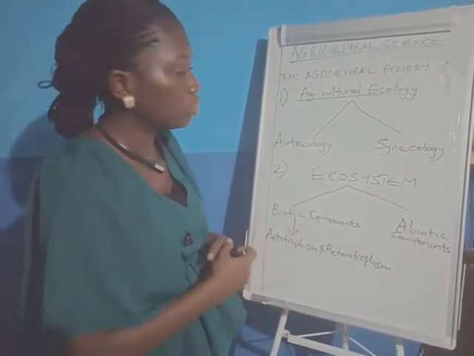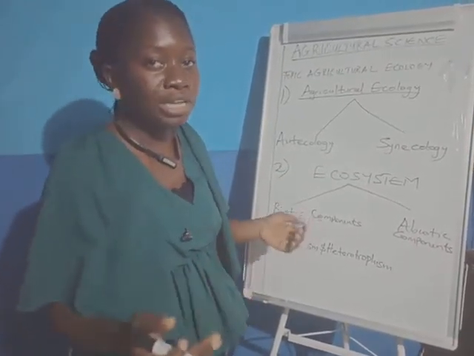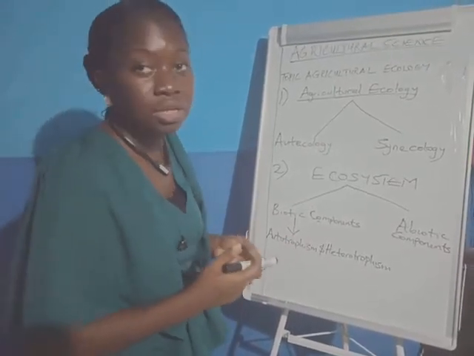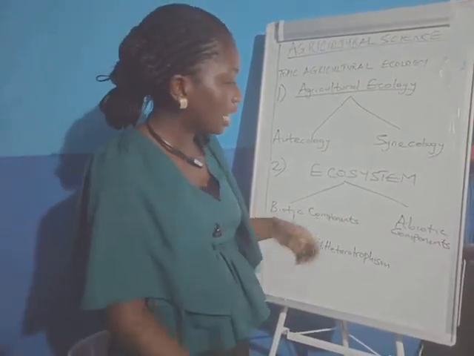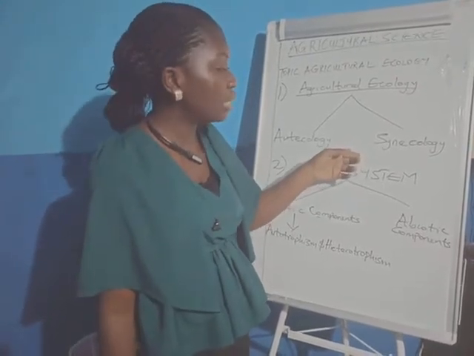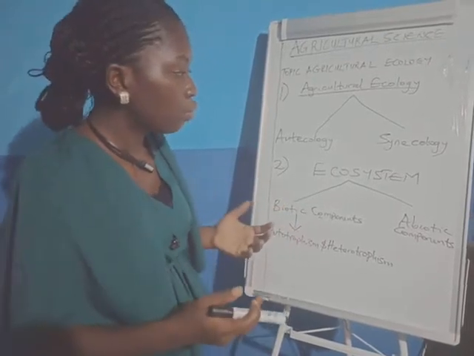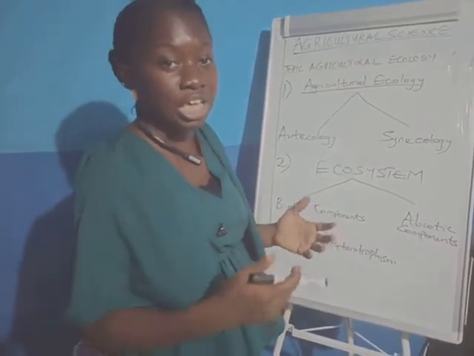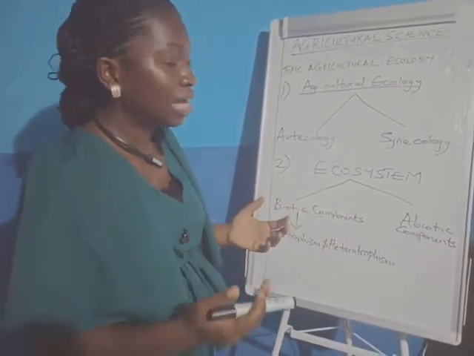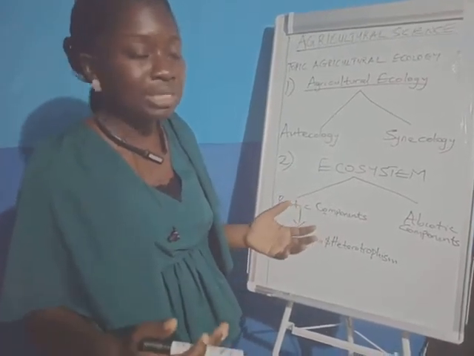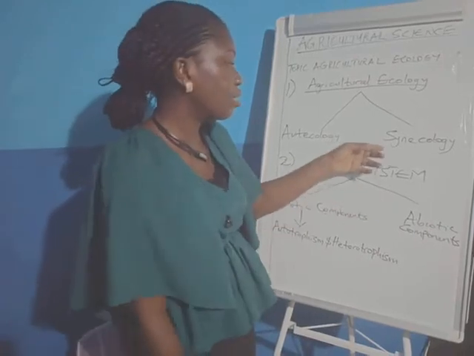Then, synecology is the interrelationship of a group of organisms in their environment. An example of synecology is when you study different types of fishes in their environment, that is, different fishes in a pond. So it is referred to as synecology.